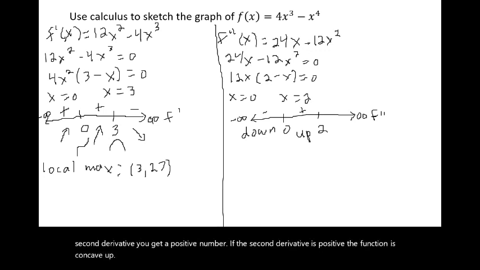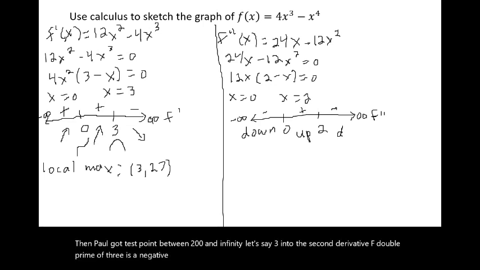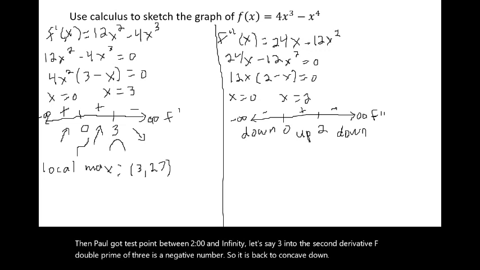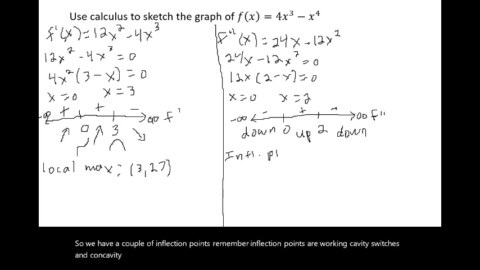Then plug a test point between 2 and infinity, like let's say 3, into the second derivative. F double prime of 3 is a negative number, so it is back to concave down. So we have a couple of inflection points. Remember, inflection points are where concavity switches, and concavity did switch a couple of times. So there are two inflection points.